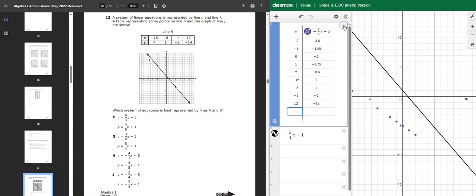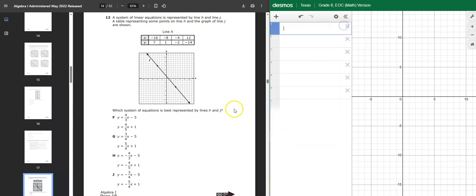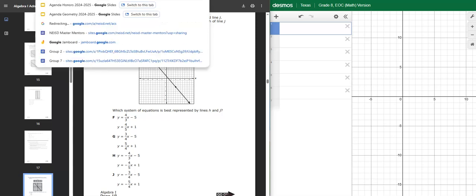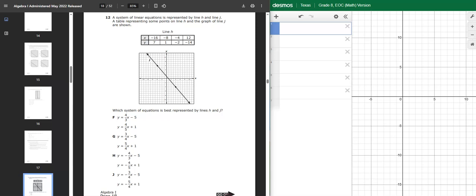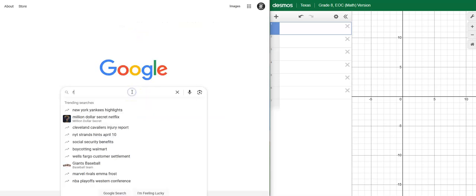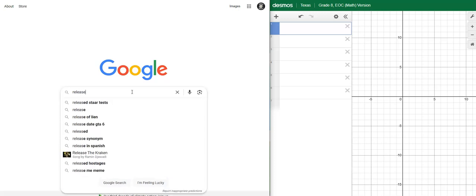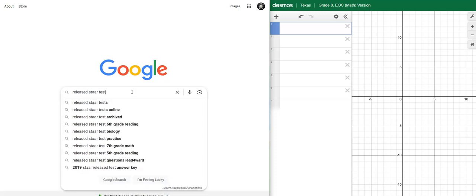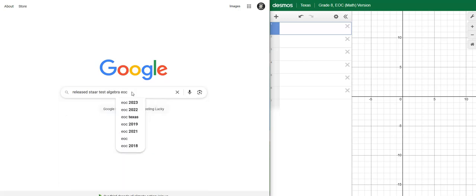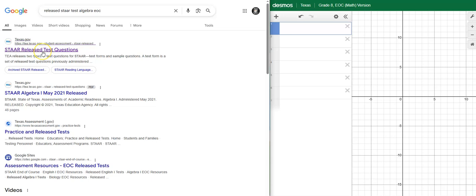Okay, I've gone through enough examples with you. I would highly recommend you use some release STAAR tests to practice on that. To find those, you can just Google. Let's go to google.com and you just put in released STAAR test algebra EOC. And when you do that, it's going to bring you to this site, STAAR release test questions.